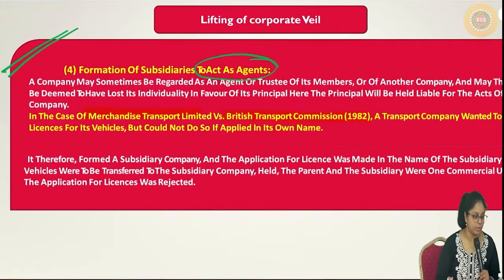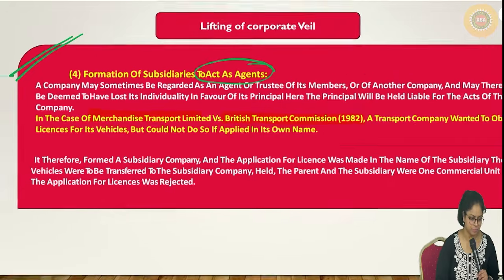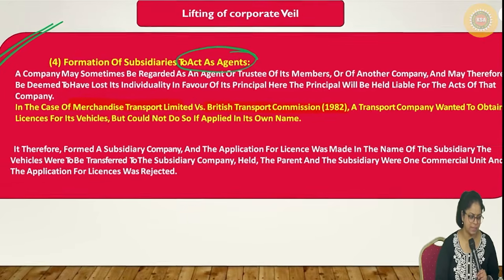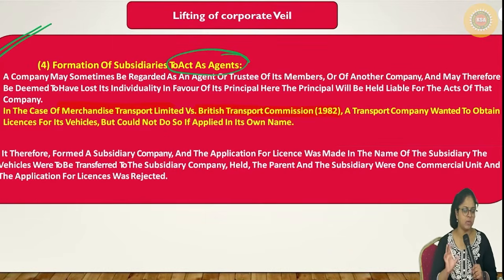Are you able to understand, the Zoom people? What is exactly happening here? Basically, there was a company who wanted to get a transport license. They applied for it, but their transport license got rejected. Because their company's license got rejected, they formed a subsidiary, and through the subsidiary they applied for a license which got accepted.